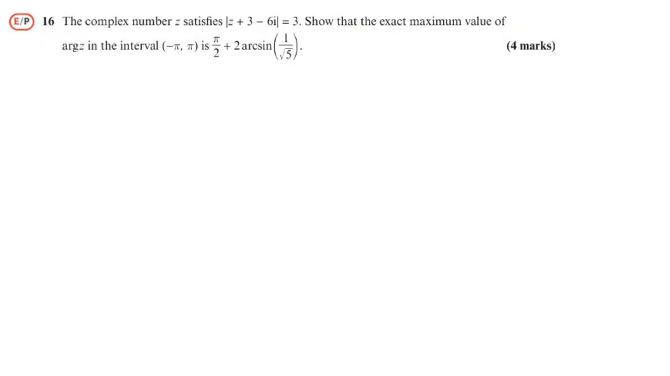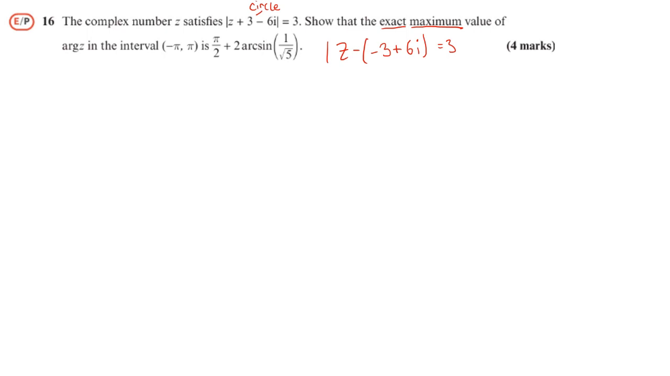Right, so the question says the complex number z satisfies this. Well, we know this is a circle, it's the first bit of information, and it's got a radius of 3. Show the exact maximum value of arg z in the interval of this. That looks pretty scary, but I'm sure we'll be able to deal with it. So we've got to get this in the form of our circle. So it's the modulus of z minus (-3 + 6i) equals 3.